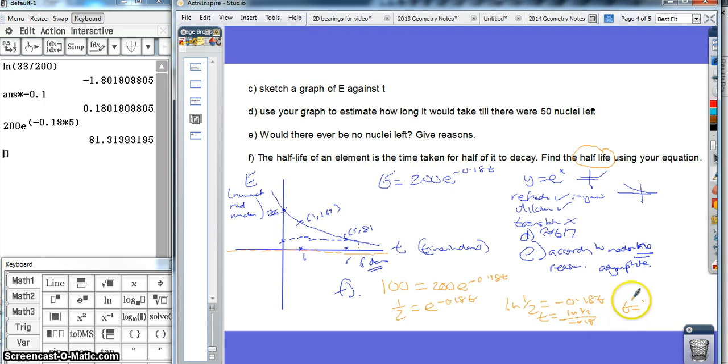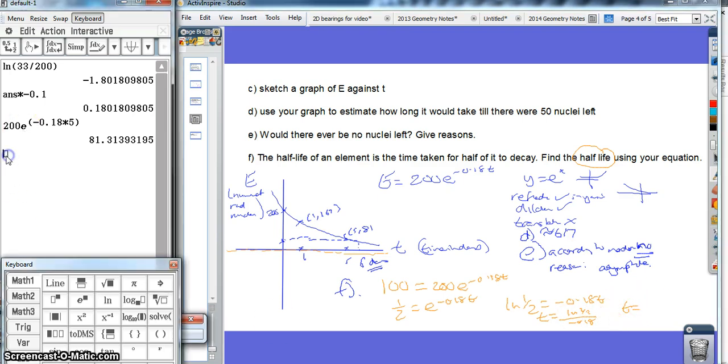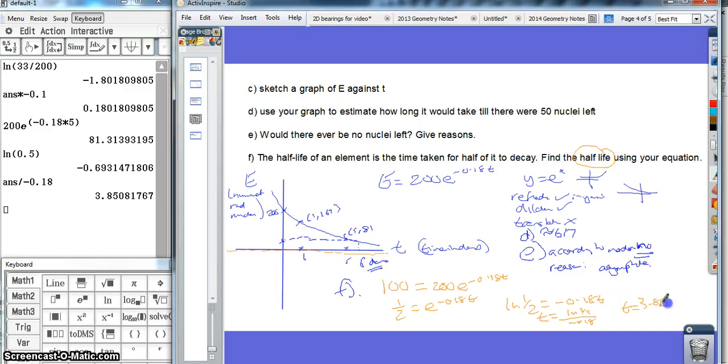So T is 3.85 or 4 to the nearest whole day. Again, just if you're not given direction, just make sure you say what it is you're doing. So 3.85 to 2 decimal places, or 4 to the nearest whole day.